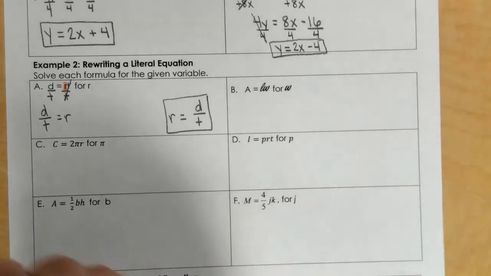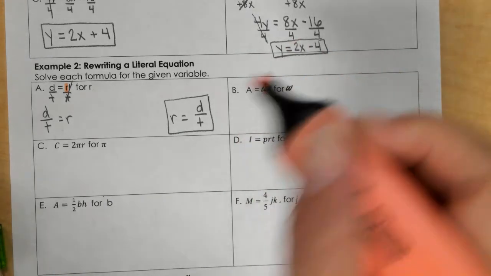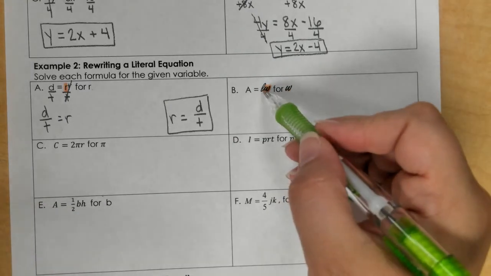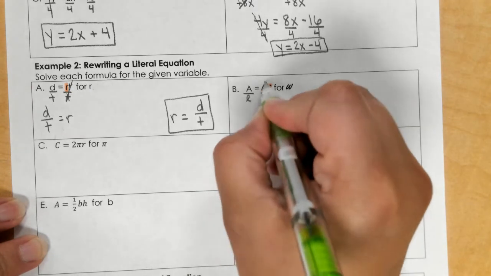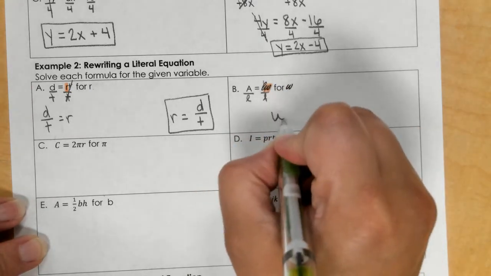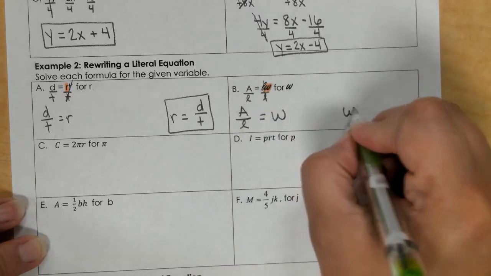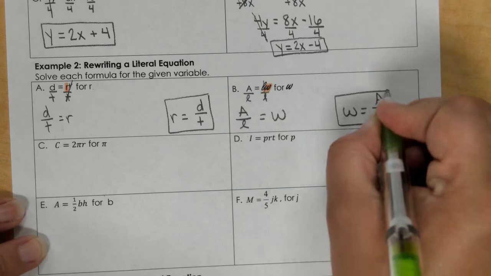So in B, very similar. It says here that we want to get the w by itself. So if I look there next to the w, I have an L, and that's being multiplied. So I'm going to divide by L, and I would have w equals a divided by L. Or you could write it this direction as well. But they mean the same thing.